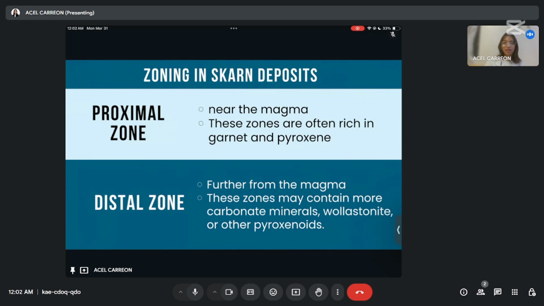The factors affecting the zoning of skarn deposits include the magma composition and temperature, where the types and temperature of the magma influences the types of mineral that form. The host rock composition also affects the zoning by the type of carbonate rock that affects the resulting mineral assemblages. The fluid flow also affect the zoning because the path and direction of fluid flow influence the distribution of minerals. And lastly, the temperature, where higher temperature near the magma promote the formation of anhydrous minerals like garnet and pyroxene, while lower temperature favor hydrous minerals.